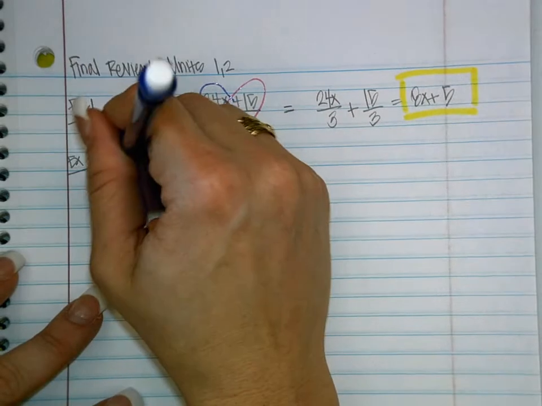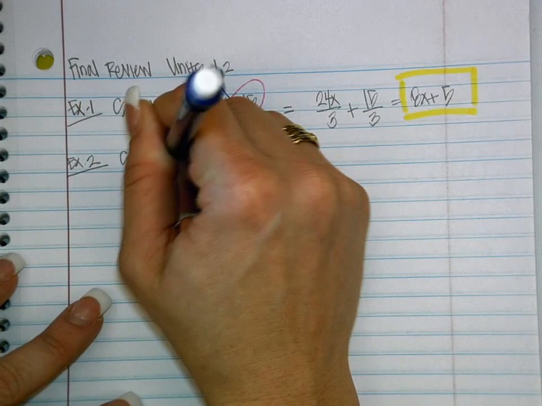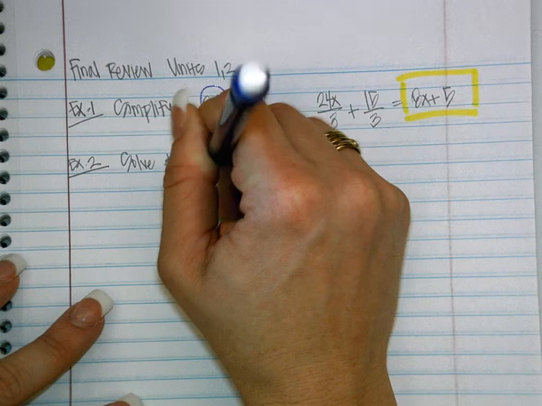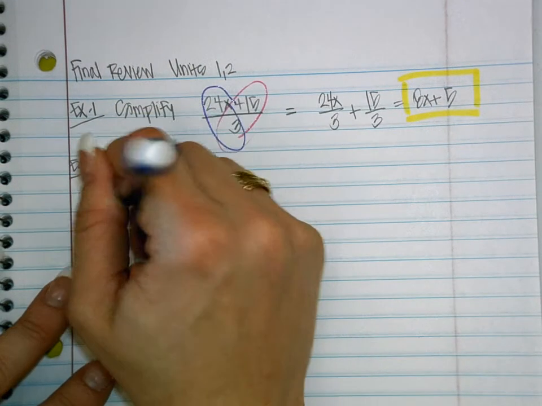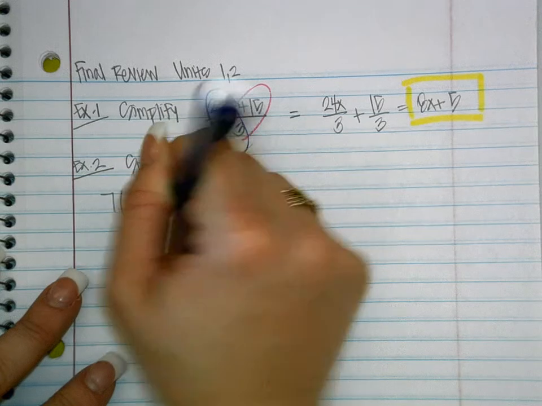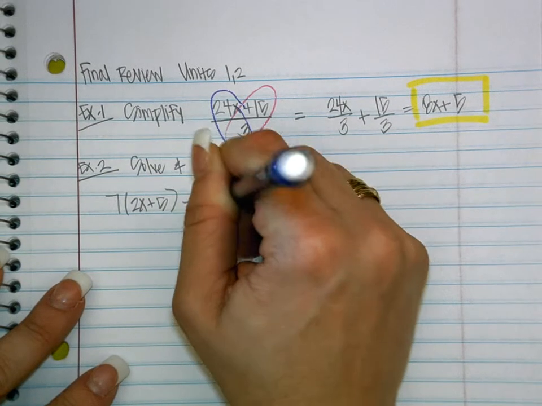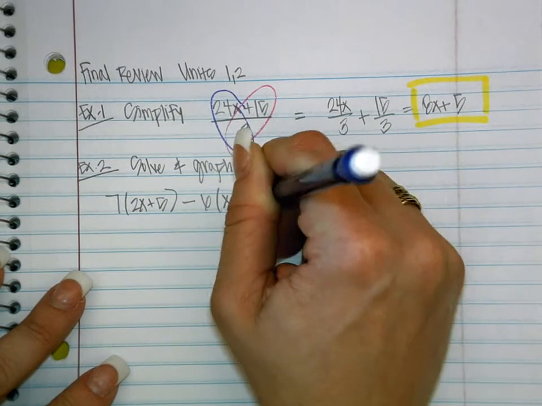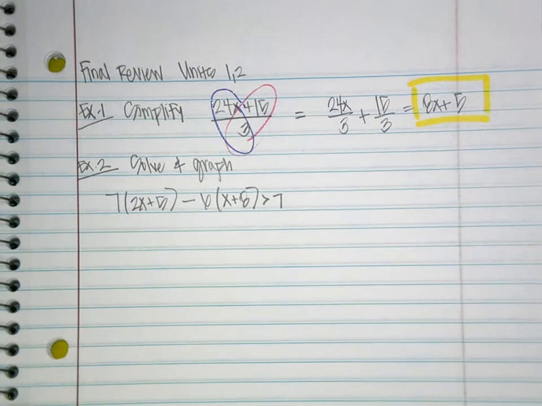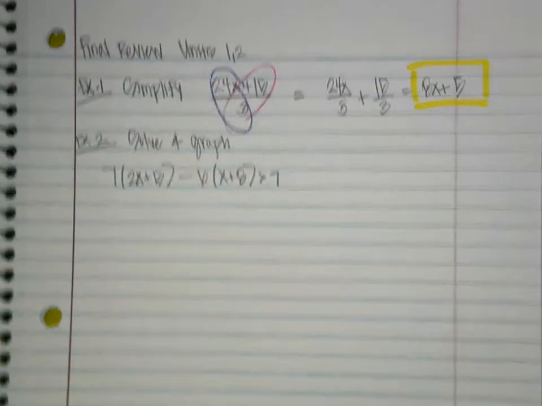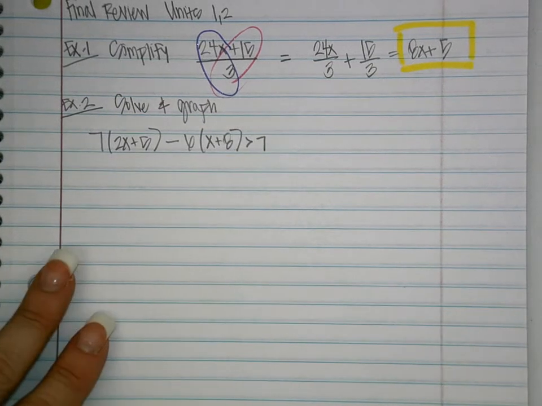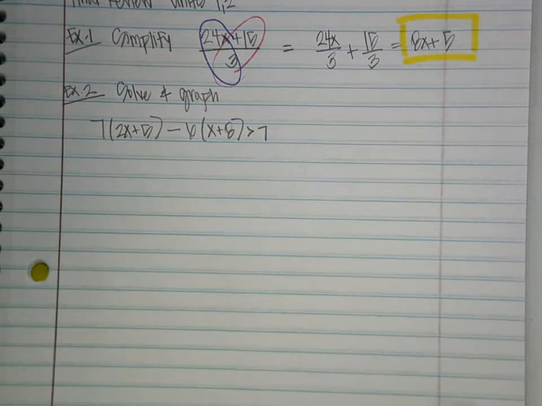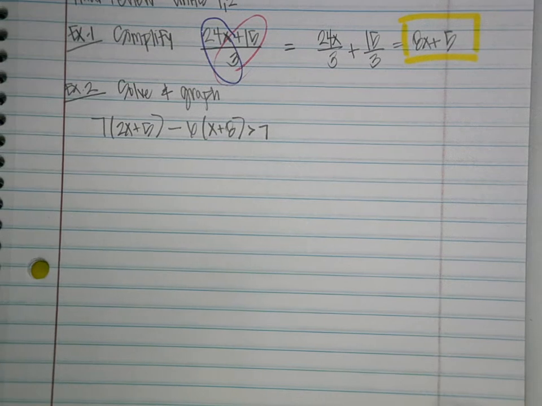For number 2, I would like you to solve and graph. 7 times (2x plus 5) minus 6 times (x plus 8) is greater than 7. Now, obviously, yes, you're going to have to solve this, but I'm also asking you to graph it.